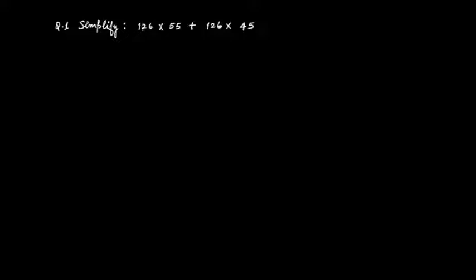It should not be that you just straight away multiply 126 by 55 and then 126 by 45 and then add them. You have to simplify. You have to use the properties of whole numbers that we have discussed in the prior videos. Here you could see that you have 126 in common, right? This is the addition sign, and here it is 126 and here it is 126.